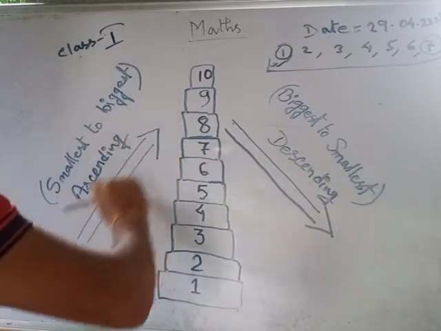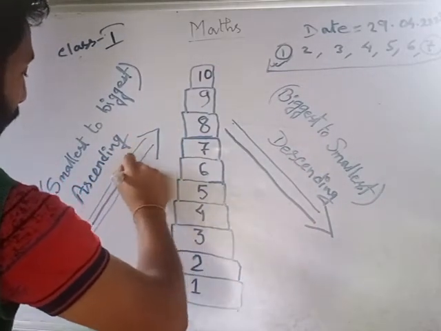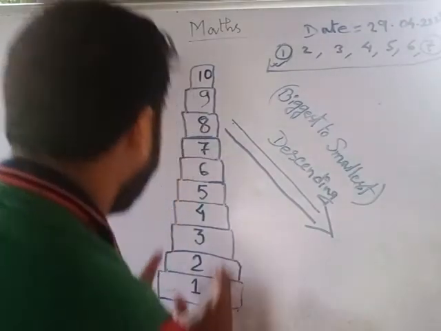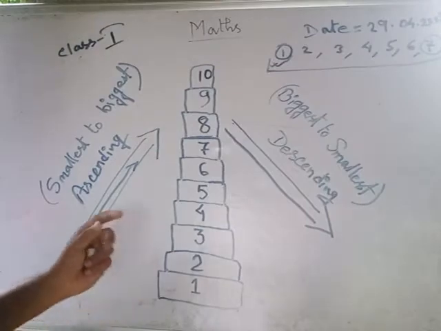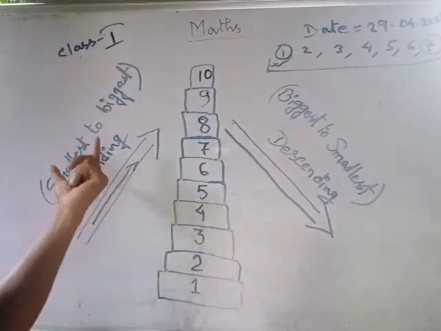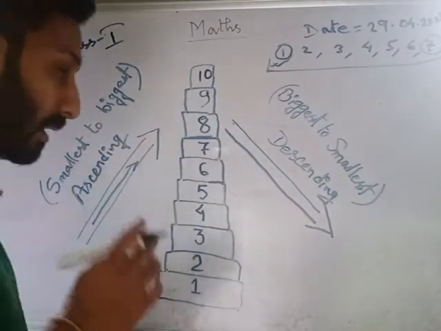That's why I should write here, draw the line in here and I will tell you that this one is the ascending order. That means when you go up, that is called the ascending order. At that time, you should start from the smallest number to the biggest number. That is called ascending. Clear?